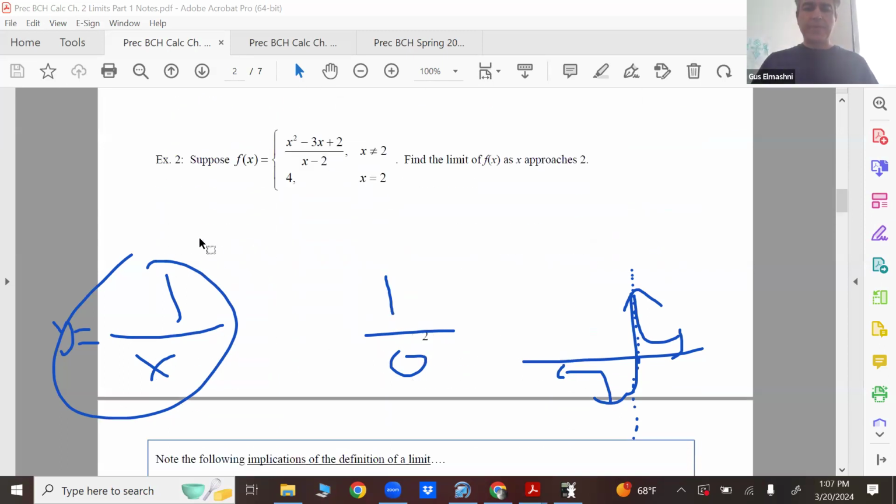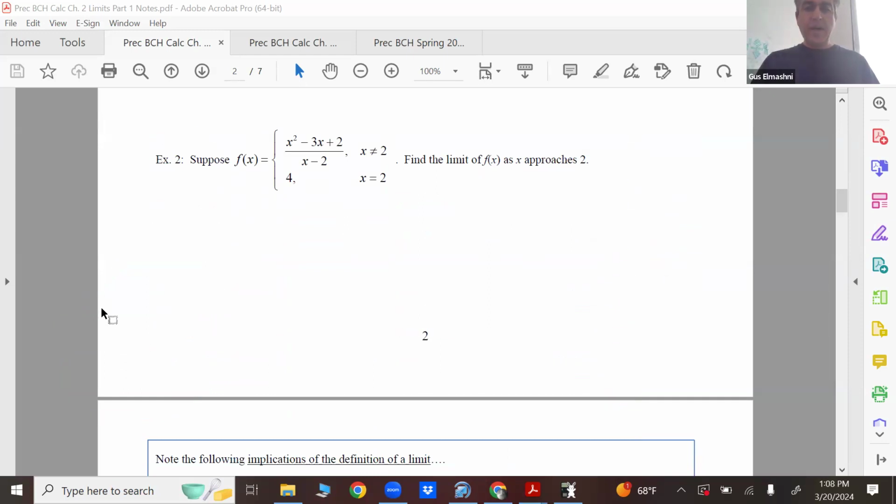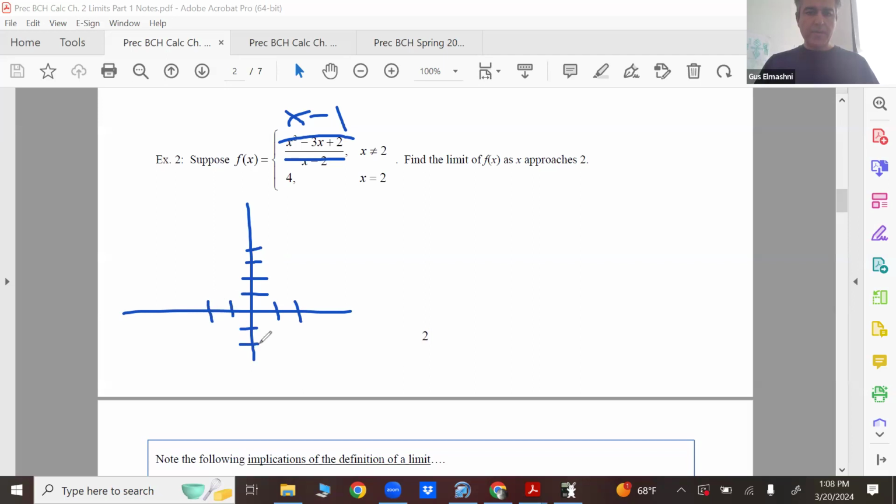Okay, let's go to example 2. We've got a piecewise function. Now, I know that this reduces. I know it becomes this, right? So let's do this. Graphically, it looks like this, right? There's a point at 2, 1.